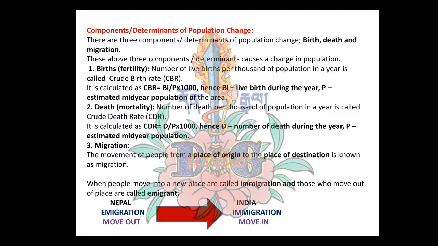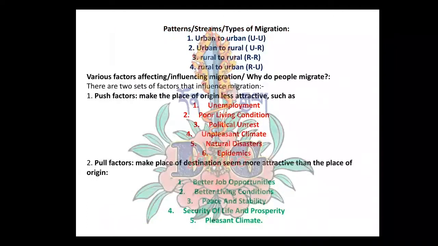What are the patterns, the streams, or the types of migration? Generally we have four main types of migration: urban to urban, from one city to another city, one town to another town; urban to rural; rural to rural; and rural to urban. So these are the main patterns of migration. Generally people move from urban to urban for different reasons, but most people are moving from urban to urban.